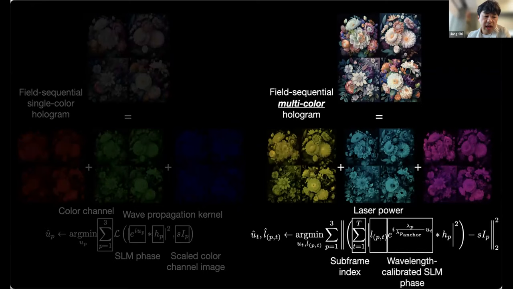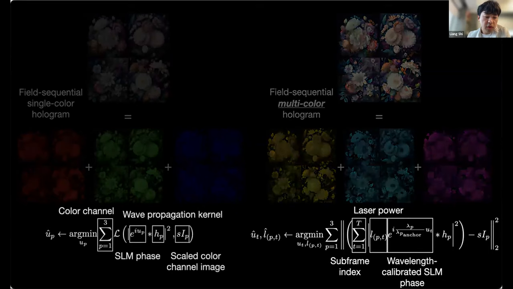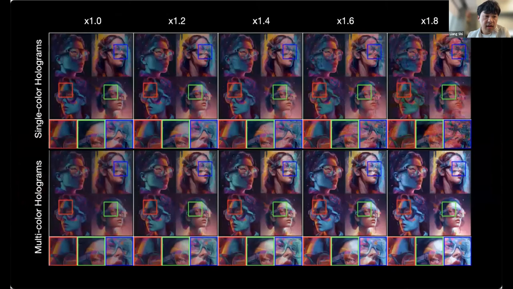The sum intensity will be similarly optimized against the scaled full color channel image. Overall, the two formulas are pretty similar, and both of them can be optimized using variants of gradient descent. Here we show another example reproduced at an increasing scale factor.